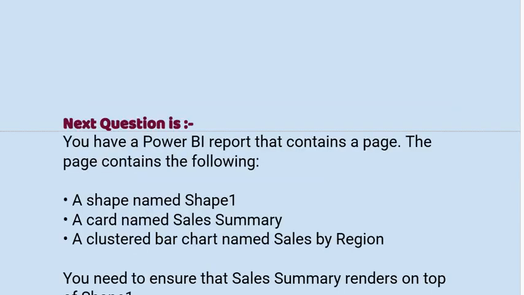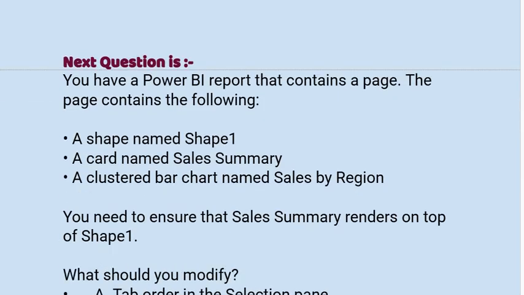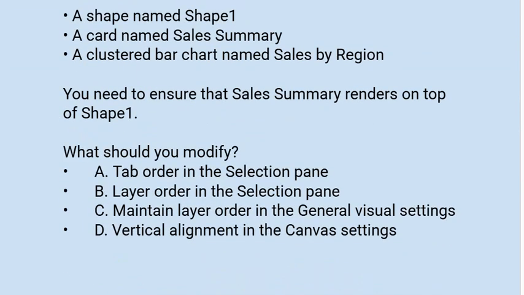Question is, you have a Power BI report that contains a page. The page contains the following. First, a shape named Shape 1. Second, a card named Sales Summary. Third, a clustered bar chart named Sales by Region. You need to ensure that the sales summary renders on top of Shape 1. What should you modify?